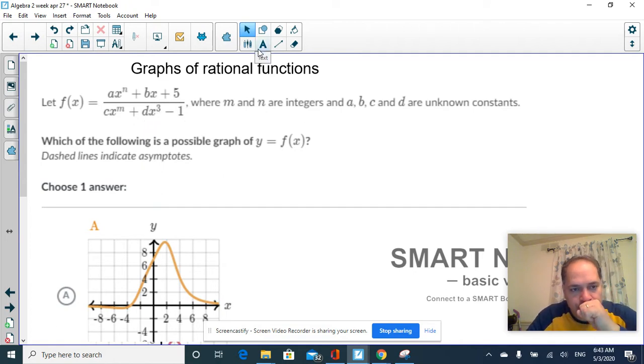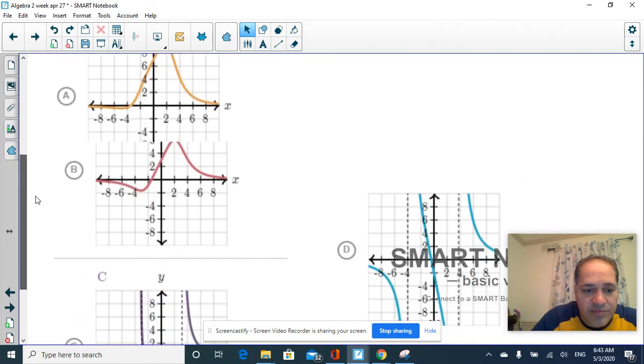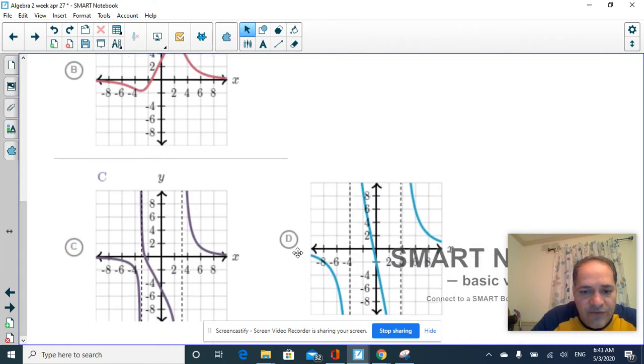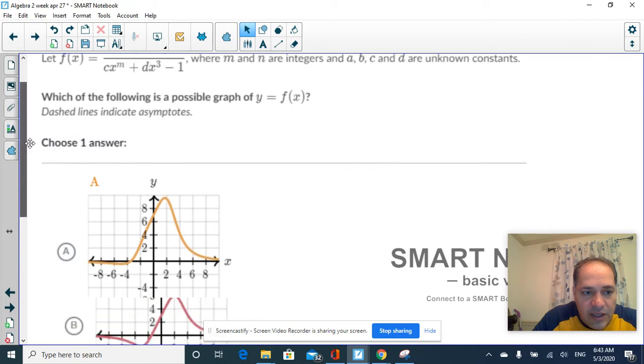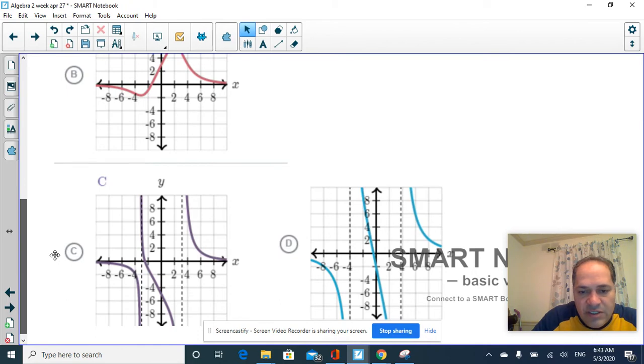So for this function, how do we get the graph? We know it is rational, so we should have a vertical asymptote, or a removable point. Here we don't have any vertical asymptote in the first graphs, A and B. So we only have two choices, C and D, with a vertical asymptote. So maybe it's C or D.